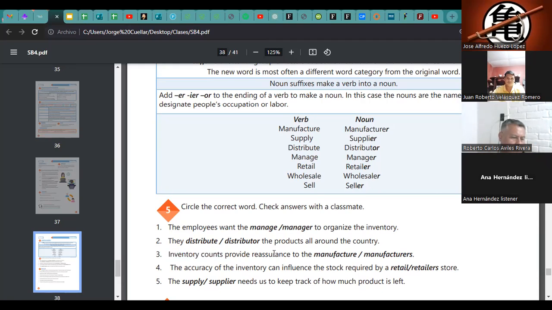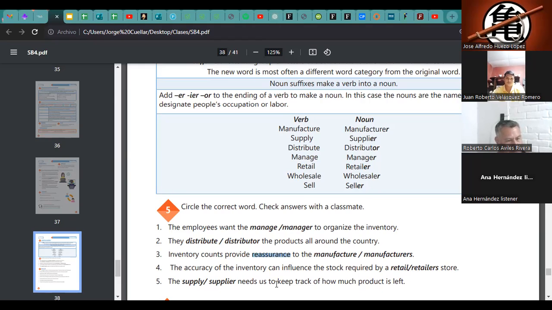What is reassurance? Seguridad es algo así. O sea, asegurar. Very good. Asegura.